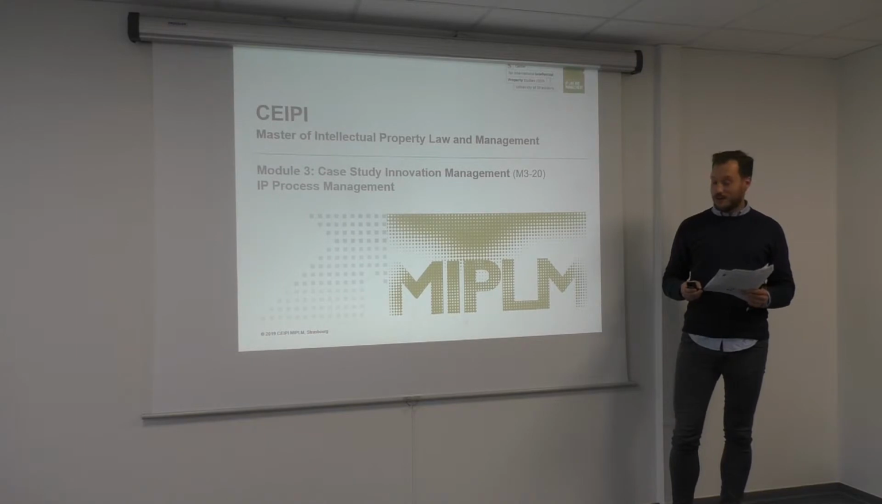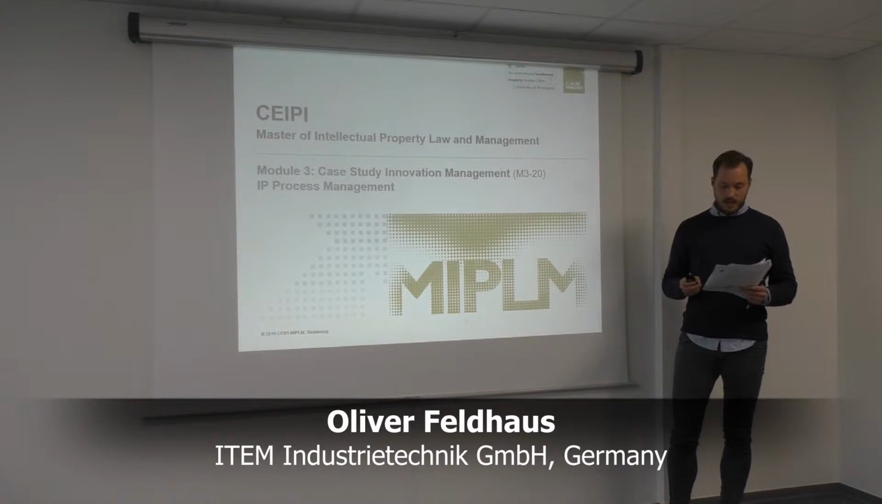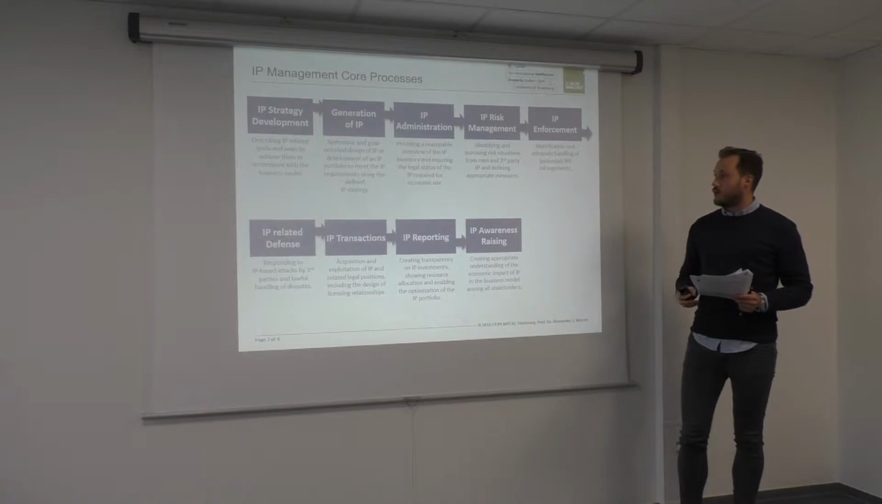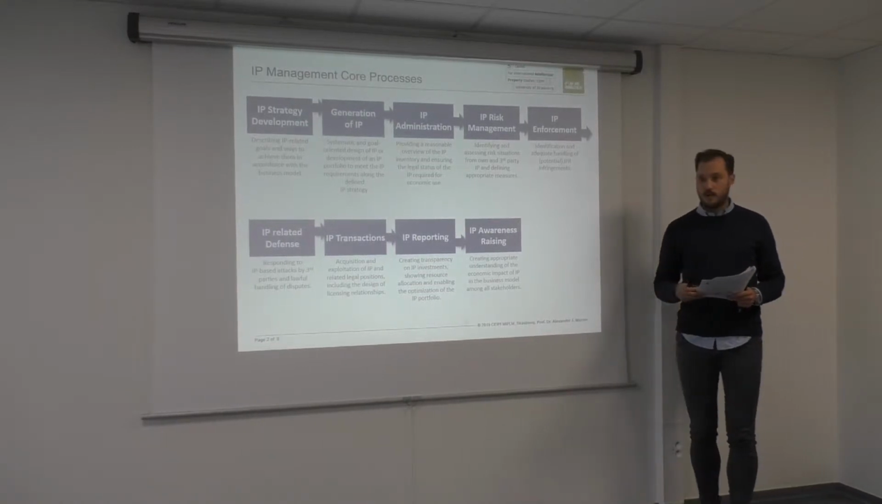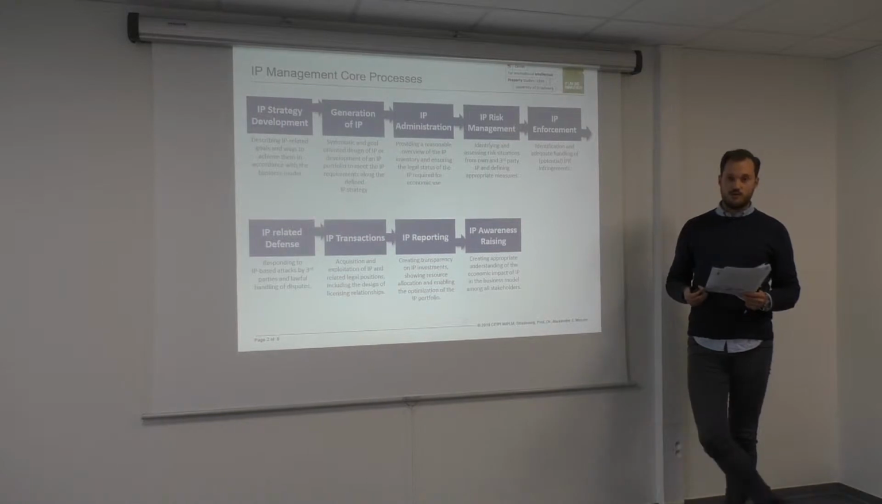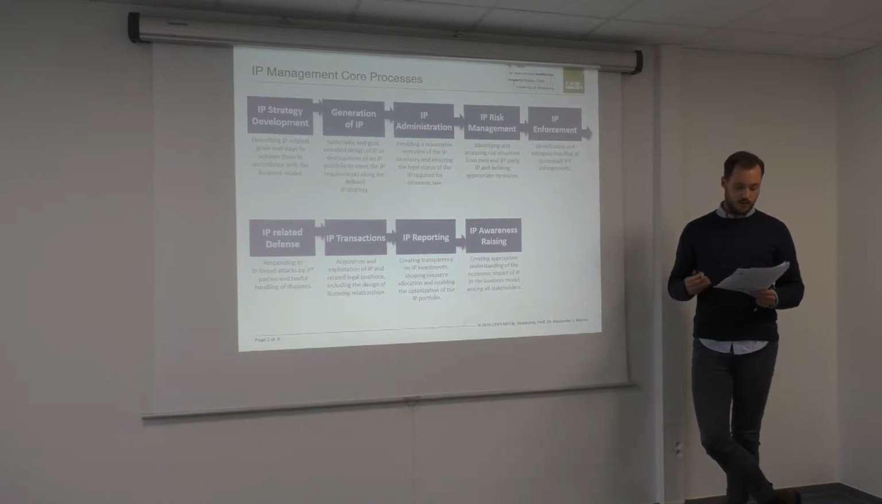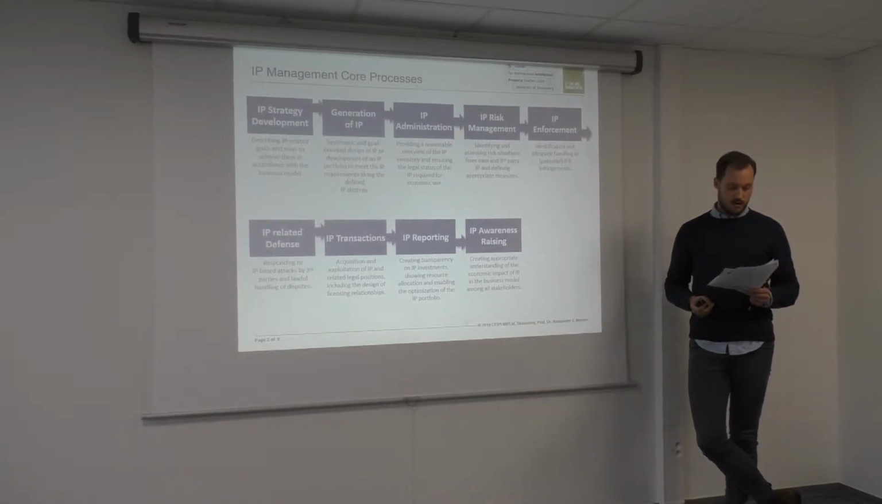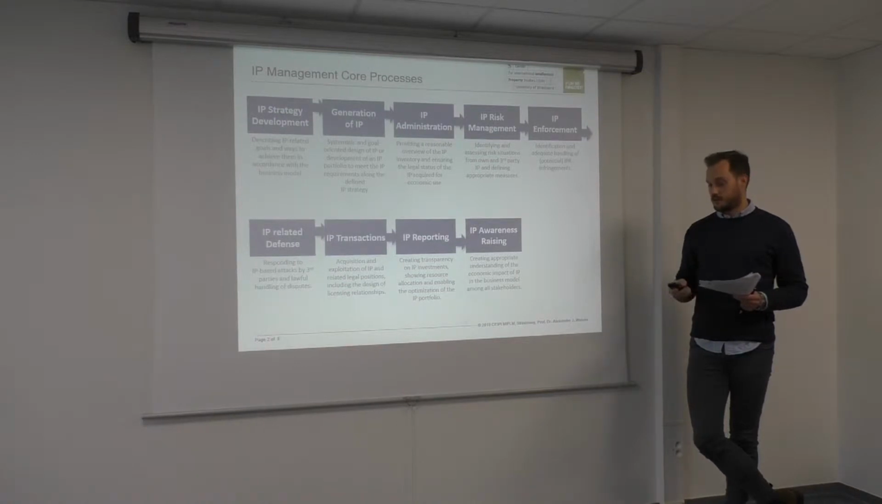Now I would like to go on with the second case study task and questions from the case study of the third module, which refers to IP process management. As you can see here, we have 9 different core processes which relate to IP management. The first is the development of an IP strategy. This IP strategy should derive from the business strategy, the general overall strategy, and should describe IP-related goals and ways to achieve these goals in accordance with the business model.